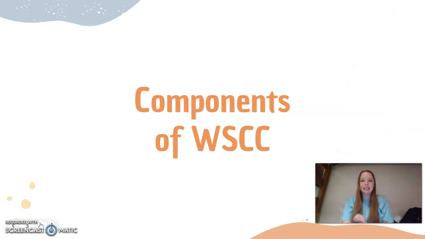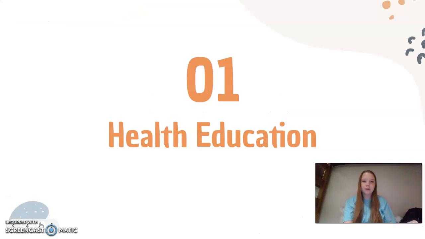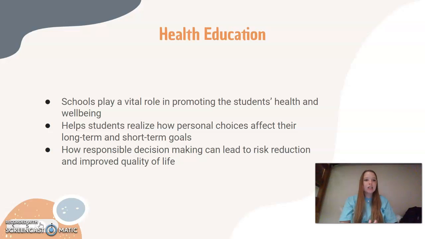So I want to go over the 10 components of the WSCC model. The first one, health education. Schools play a vital role in promoting students' health and well-being, helping students realize how personal choices affect their long-term and short-term goals, and how responsible decision making can lead to risk reduction and improved quality of life.